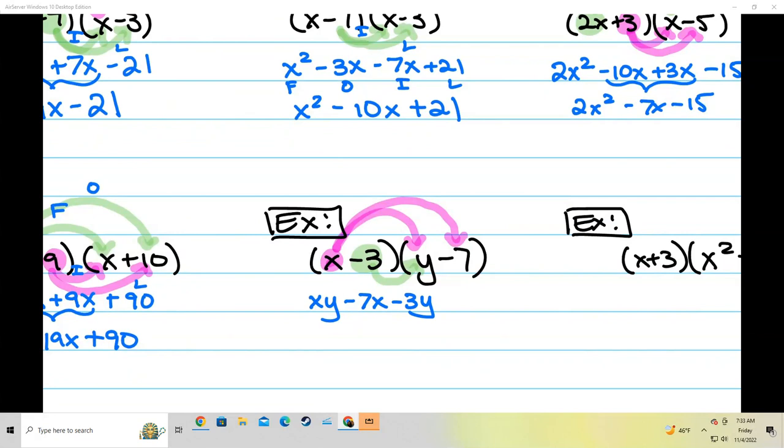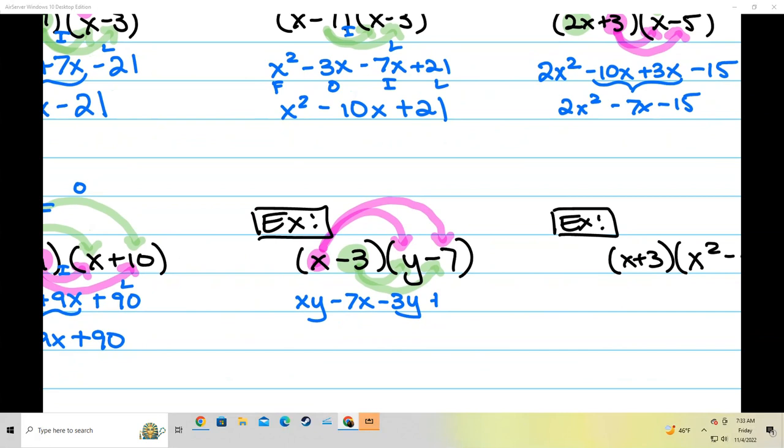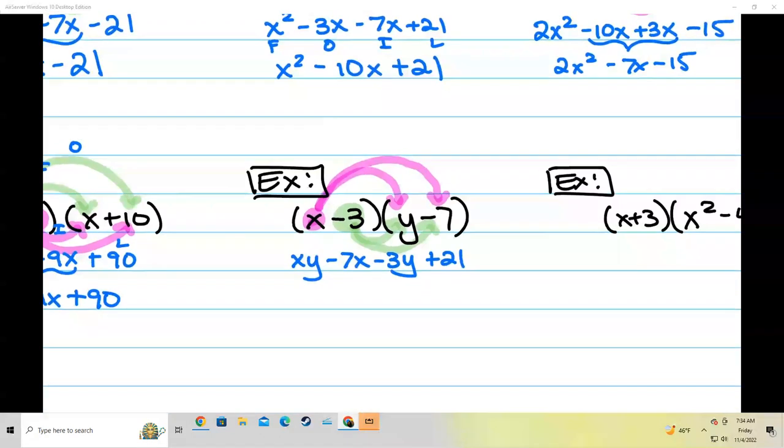Negative 3 times negative 7, I still need to distribute that one, and I get a positive 21. As far as combining like terms, I don't see any other xy's. I don't see any other x's. I don't see any other y's. And the 21 is just a 21. So there are no like terms to combine. This is as far as you can go. So we're going to go ahead and leave it like that.